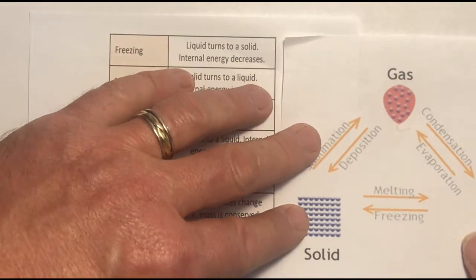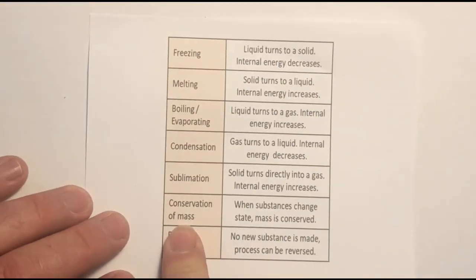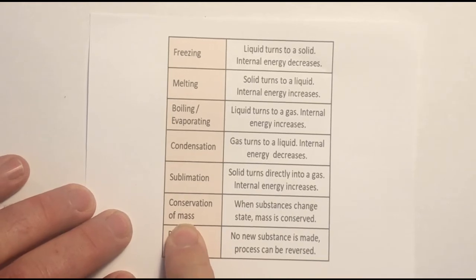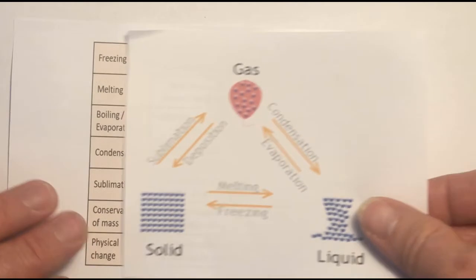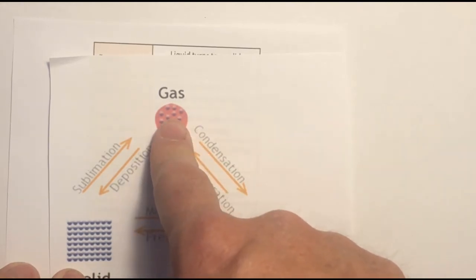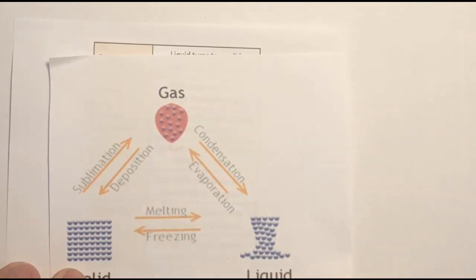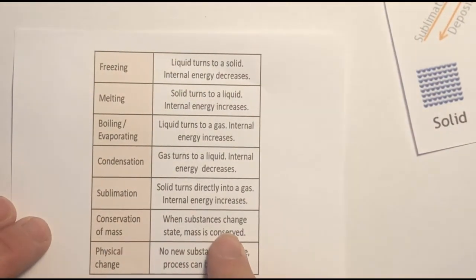Two other important key facts to do with this is something called conservation of mass. When a substance changes state, mass is conserved. So if I've got a kilogram of ice and it melts, how much liquid water have I got? I've got a kilogram. If I've got a kilogram of liquid water and it turns into a gas, how much have I got? I've got a kilogram of water gas or water vapour. So that is conservation of mass.